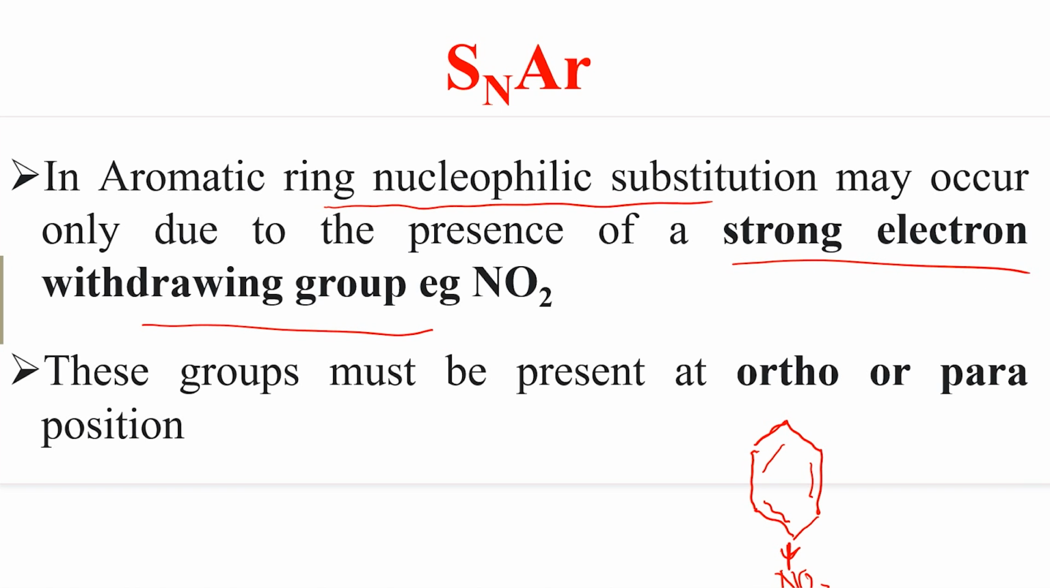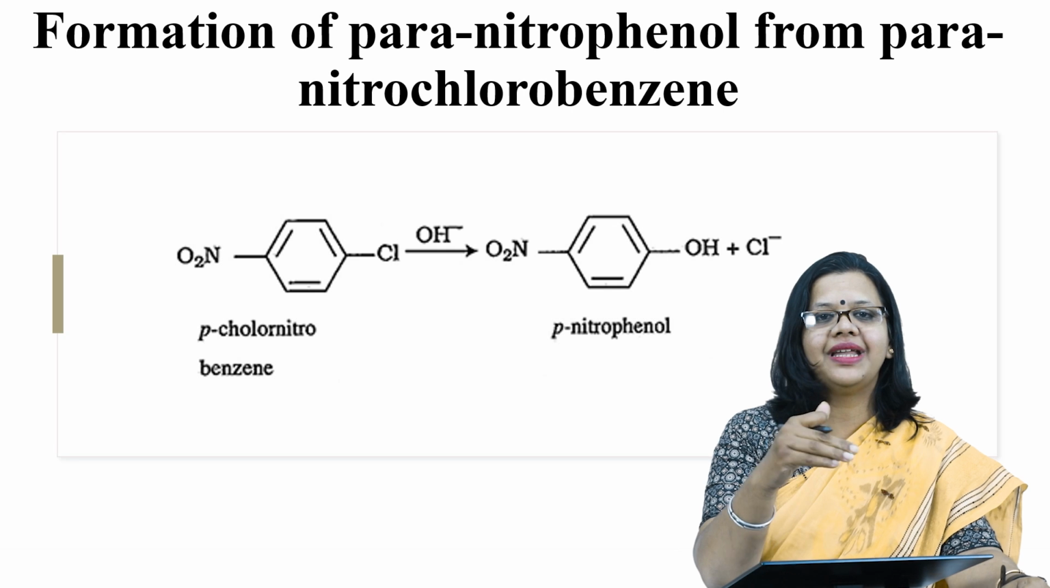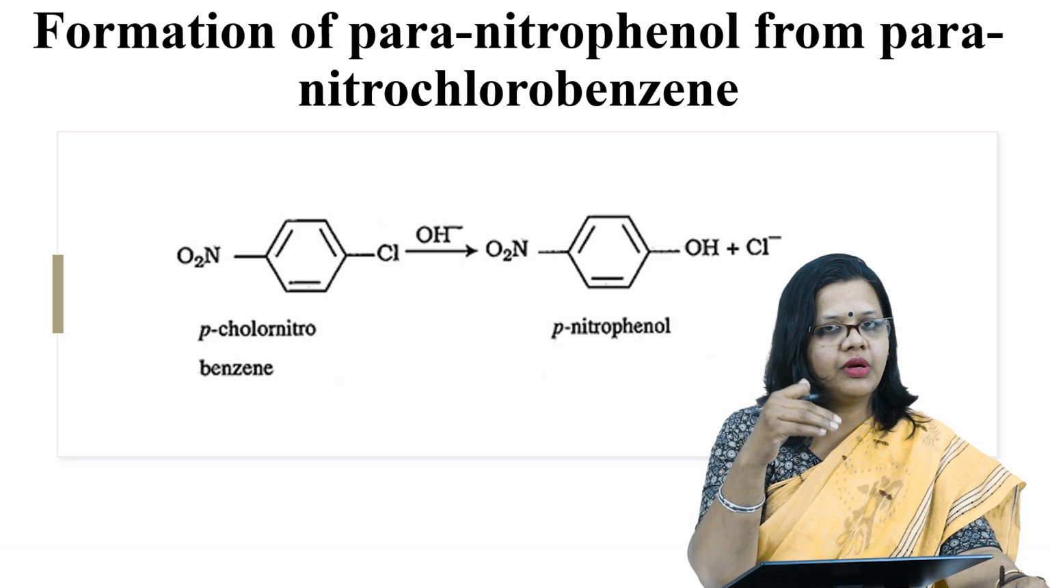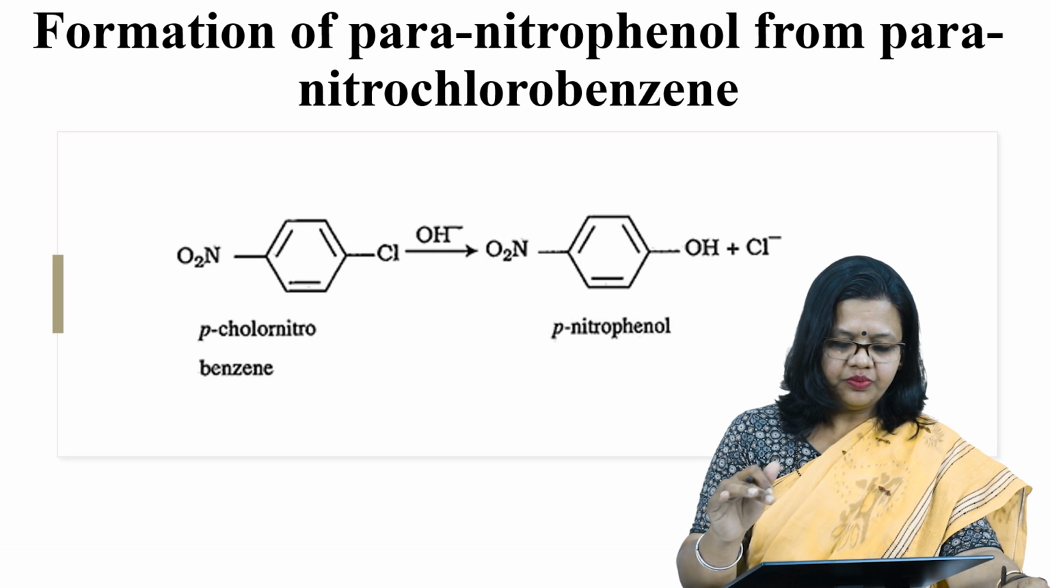Therefore, we say that in an aromatic ring the nucleophilic substitution reaction can only occur in the presence of strong electron withdrawing groups, and the position of these groups is also specific, that they should always be present at the ortho and the para position, because we know that the directive influence of the group directly affects the ortho and the para position and indirectly affects the meta position.